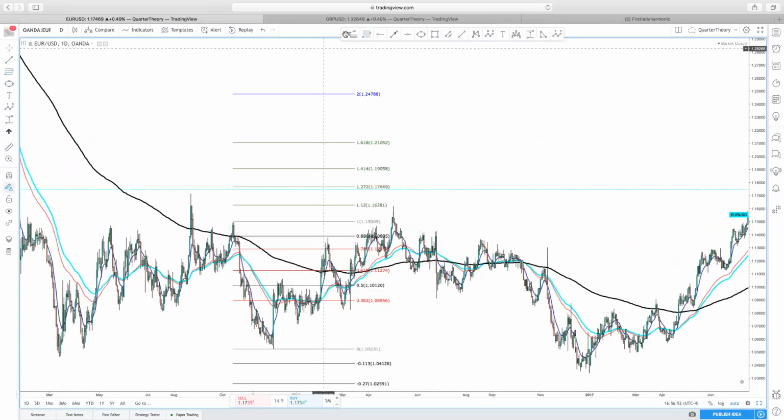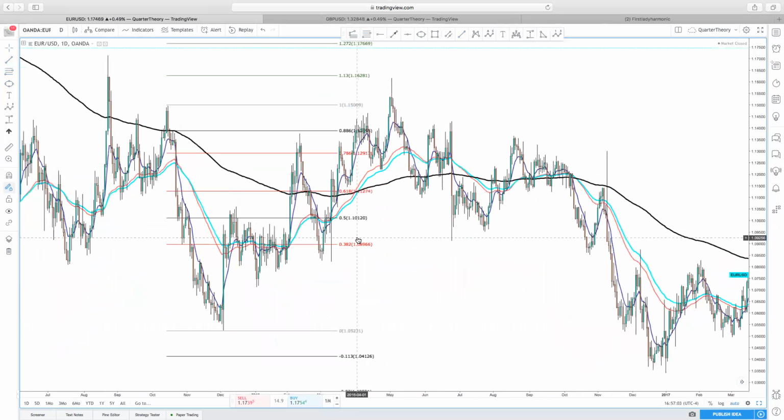Okay. So you have your X, your A, your B, your C, and where's my D? You see how this one swoop gives me the whole thing? My D point is right here. And you see what I was talking about before? You see how it barely touched? It didn't really touch the 886, but it came within, I would say, the 3%. So for me, it would be valid.